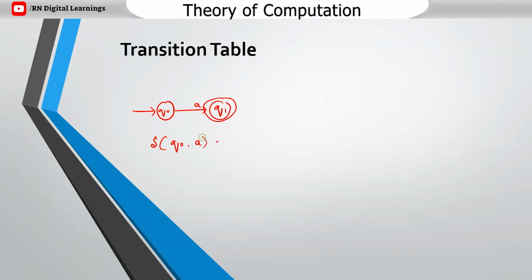Q0 on A equals Q1. So, this is a transition function. I want to convert this transition diagram into a transition table. How will I convert?